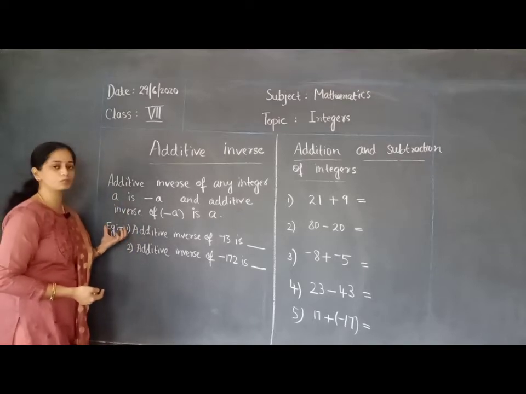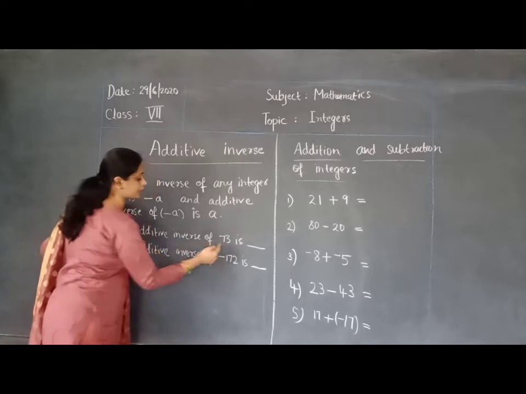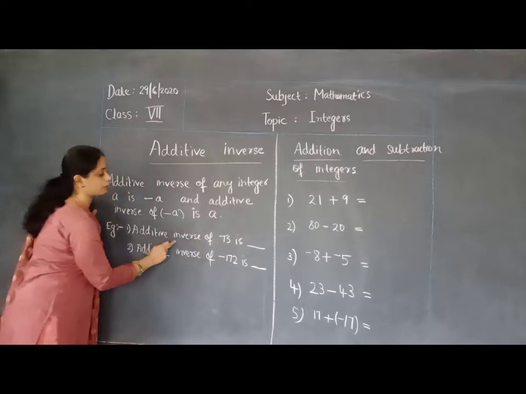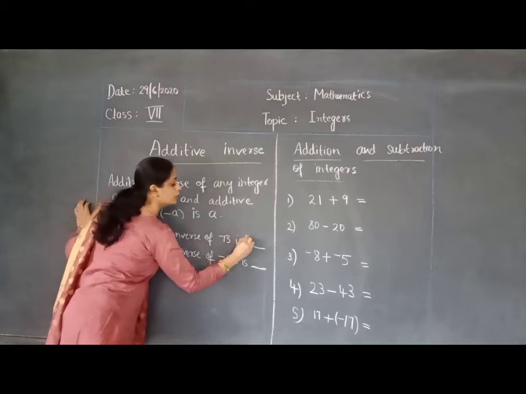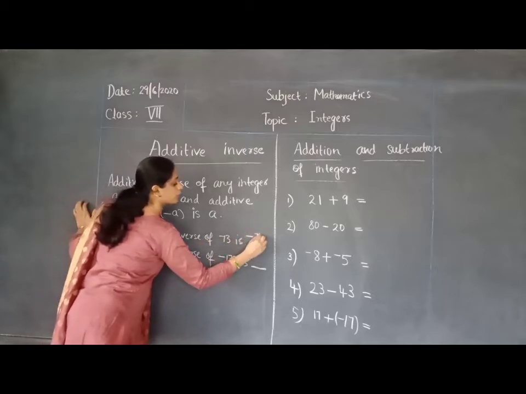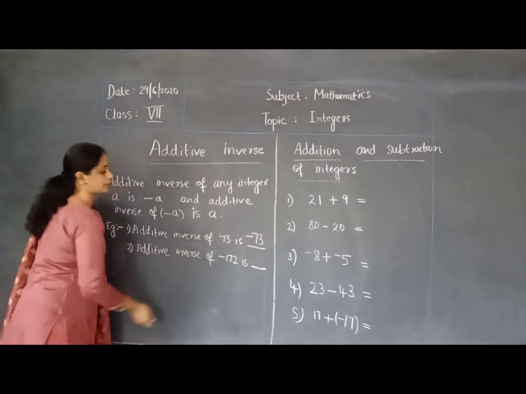Now we will move on to the example. Additive inverse of 73. Here the question is the additive inverse of 73. 73 is a positive number. So here minus should come. So minus 73 is the additive inverse of 73.